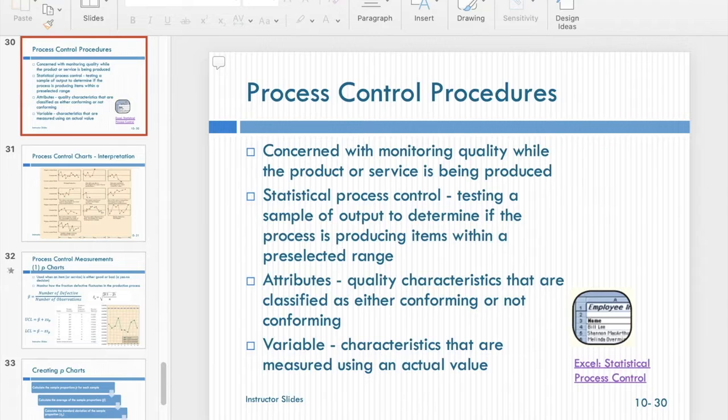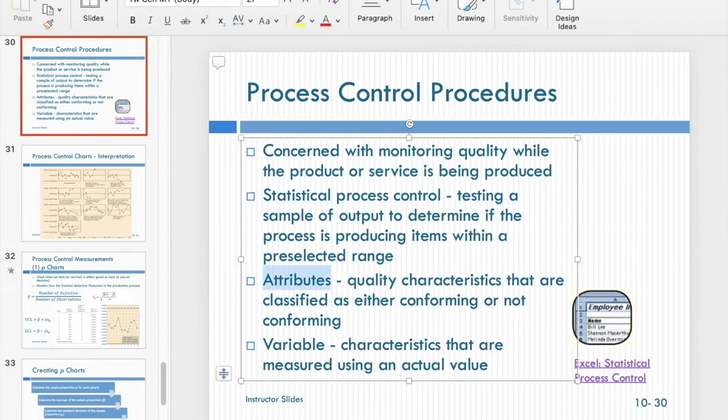So for these 4 different situations or 4 different types of problems, we can separate them into 2 large categories. That's why in this slide you can see 2 different terms. One is called attributes, and one is called variable. This is actually very simple. We have 4 different types of problems or situations.